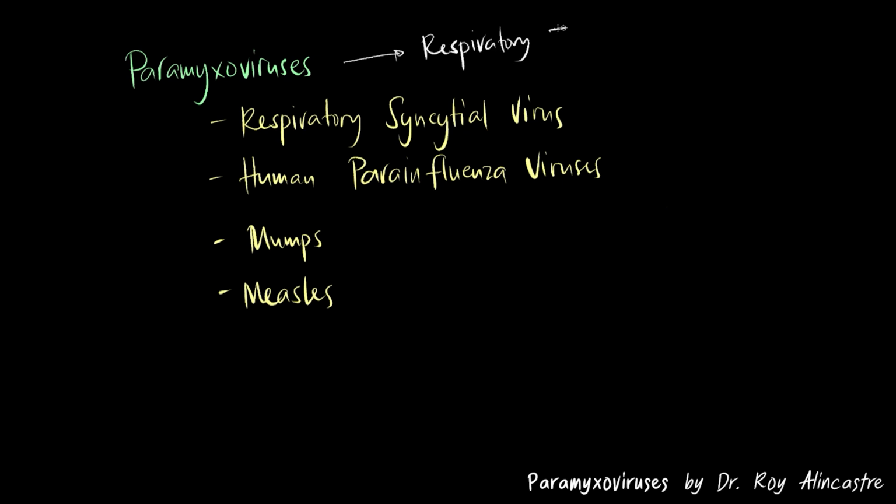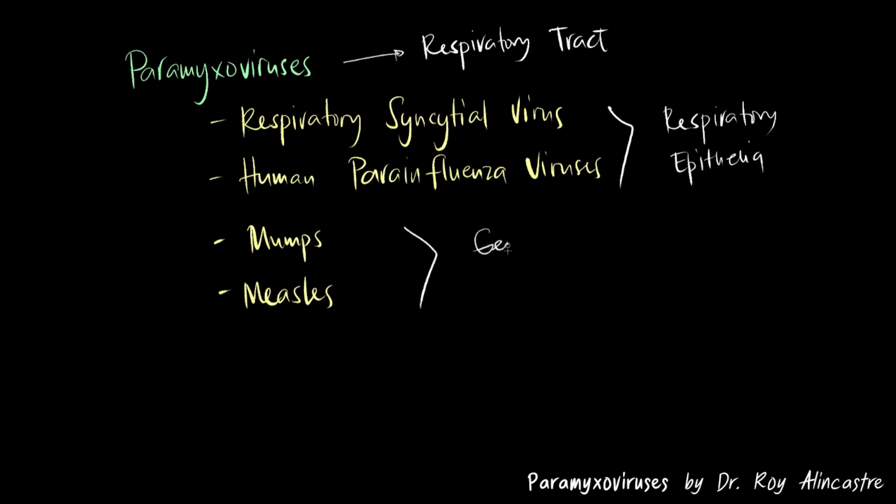All members of the paramyxoviruses initiate infection via the respiratory tract. Replication of RSV and parainfluenza viruses is limited to the respiratory epithelia, but measles and mumps become disseminated, causing generalized disease.